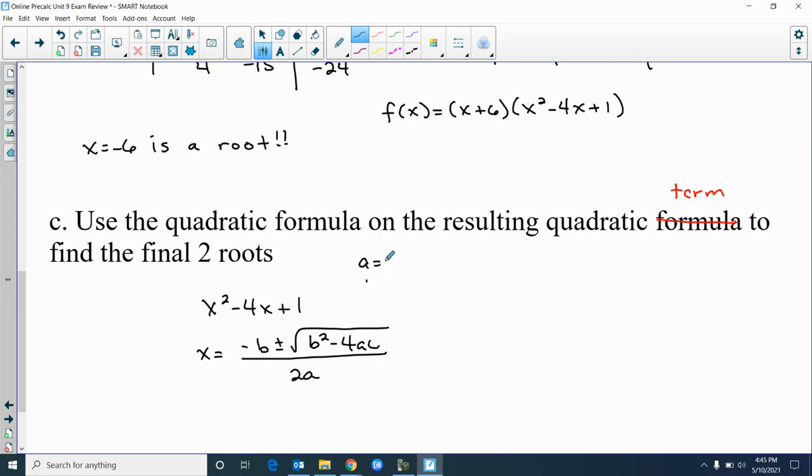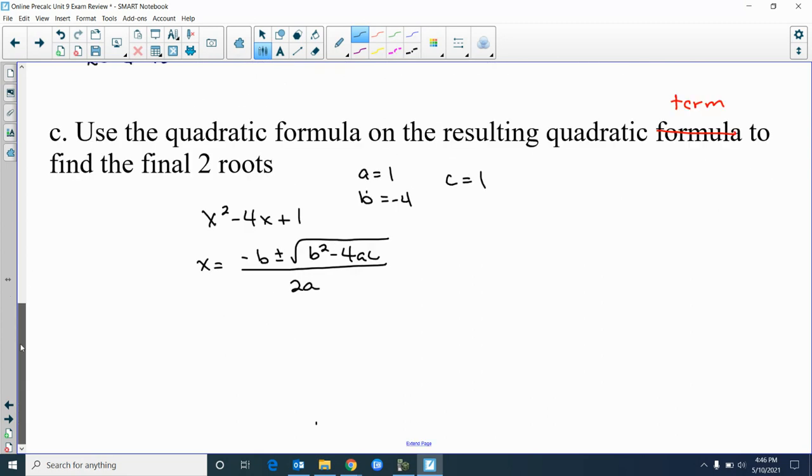And a equals the coefficient in front of the x squared, which is 1. B equals the coefficient in front of the x, which is -4. And c is a constant, which is 1. So I get x equals the opposite of b. If b is -4, it becomes +4. Plus or minus the square root of -4 squared minus 4 times 1 times 1 over 2 times 1.